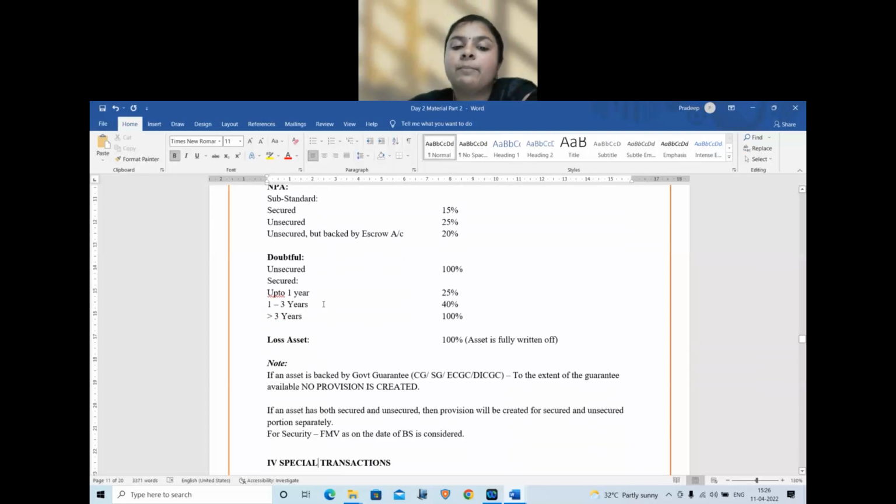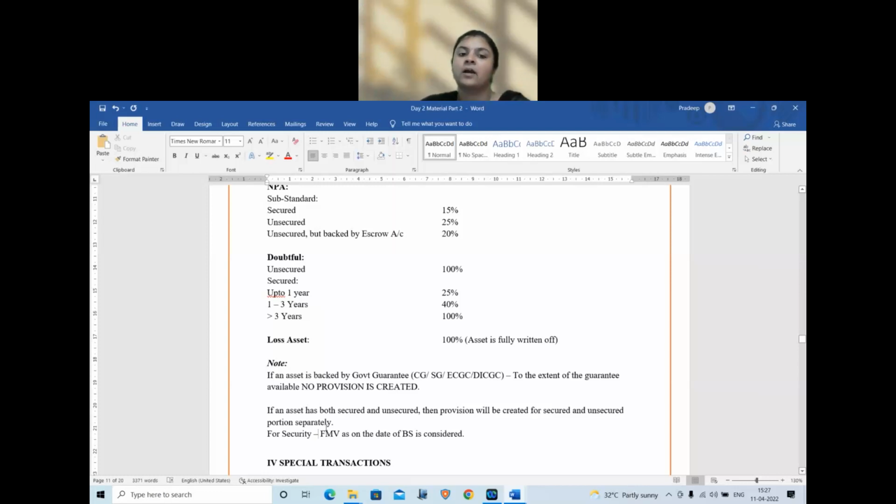Very important rule to remember here. If the advance is backed by a government guarantee, ECGC, DICGC, or central government guarantee or state government guarantee, then in that case, to the extent the guarantee is available, no provision should be made. Suppose a loan has a security as well as a guarantee. First security needs to be subtracted, then guarantee needs to be subtracted. Always remember the order is security first followed by guarantee. Okay?